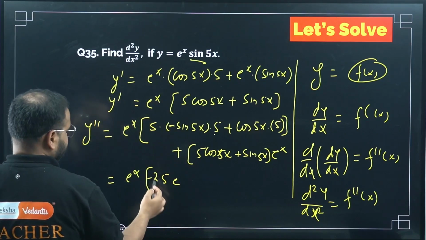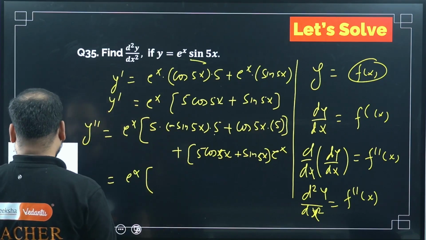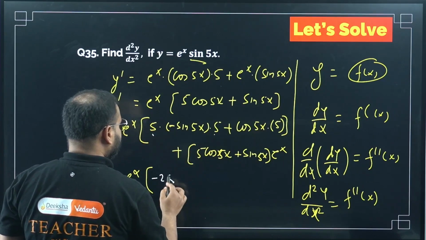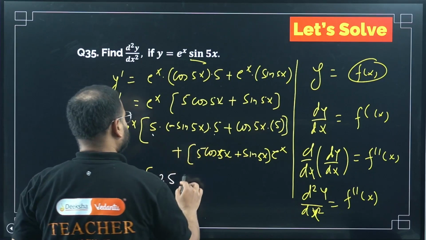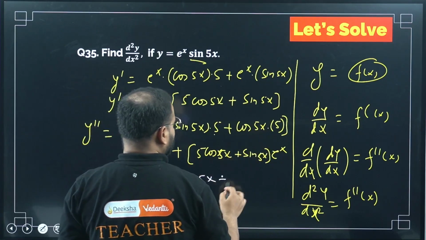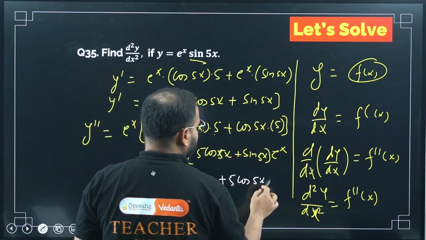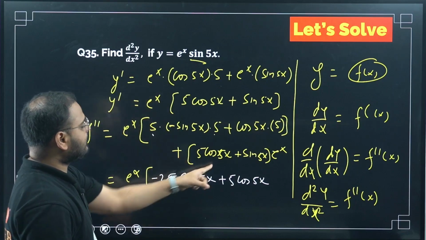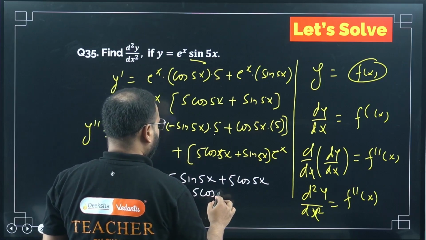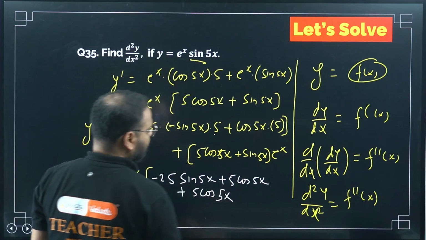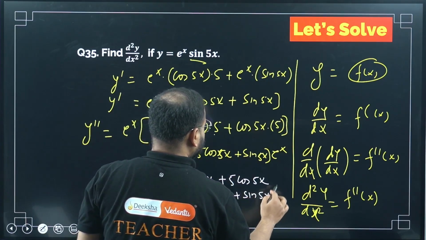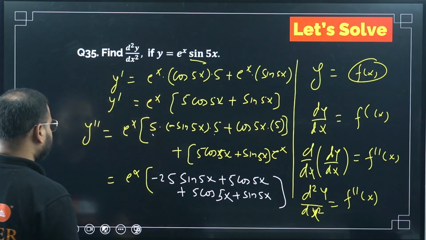25, 1 second. I'll rewrite this. Please follow. 5 into 5, so 25 with a minus sign, so minus 25 sin 5x. Okay. Now what is this? 5 times of plus 5 times of cos 5x. I'm taking e power x common, so this will be again added over here, plus 5 cos 5x plus 5 cos 5x. What is left? Plus sin 5x plus sin 5x. This is everything.